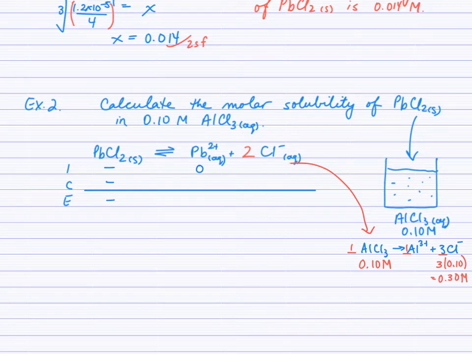Now I'm just going to make that blue because in my ICE table I want to be clear when I'm using the red coefficient. To complete the change row, I follow the mole ratio, so 1x here and 2x here, and so then that leaves me with x and 0.30 plus 2x as the equilibrium concentration of the chloride ion. So we continue as we did for the previous example. Construct our equation for KSP and substitute the value of KSP as well as our equilibrium concentration expressions and solve for x.